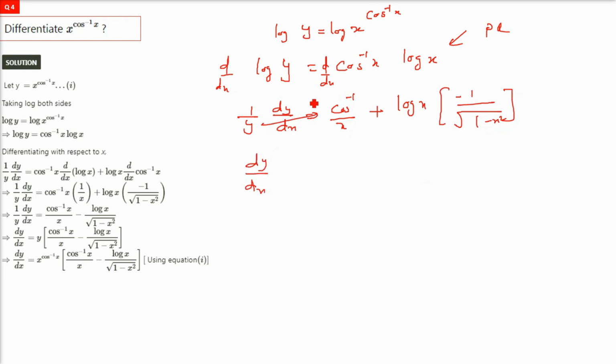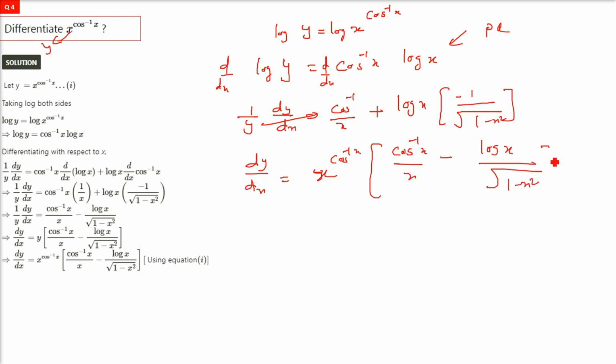So dy by dx, y will go to the right hand side. y was already x to the power cos inverse x. So let me just write it as x to the power cos inverse x, and whatever we got inside will be kept like that. Cos inverse x divided by x minus log x divided by under root 1 minus x square. This is your dy by dx. This is your solution.